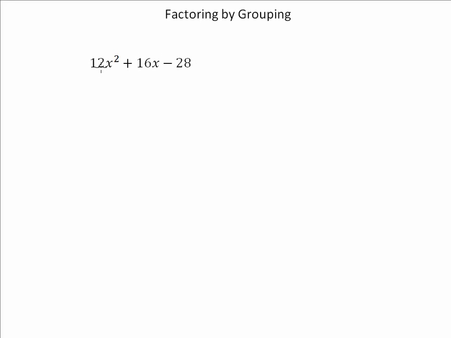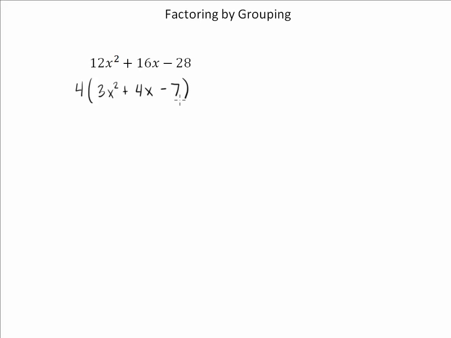So that's good. Let's see if there's a bigger number. Let's see, 4 will go into all of them. And 6 will go into 12, but it won't go into either of these 2 numbers. So 4 is going to be the biggest number we're going to get. So first off, let's factor out a 4. So I'm going to divide out a 4 from each of these. So 12 divided by 4 is 3, 16 divided by 4 is 4, and 28 divided by 4 is 7.